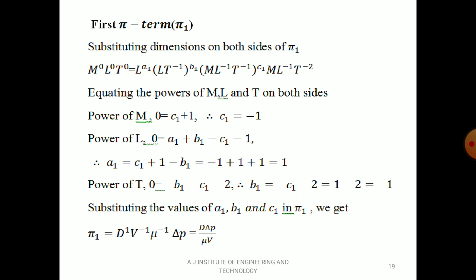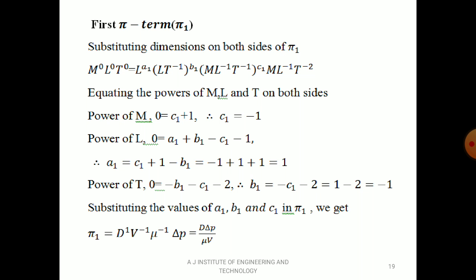So c1 value is minus 1. So minus of minus, that becomes positive. So 1 minus 2, that is minus 1. Now we have values of b1 and c1. So we can substitute in a1, so get a value of a1. So a1 equal to minus 1 plus 1 plus 1 equal to 1. Just substitute values of c1 and b1.